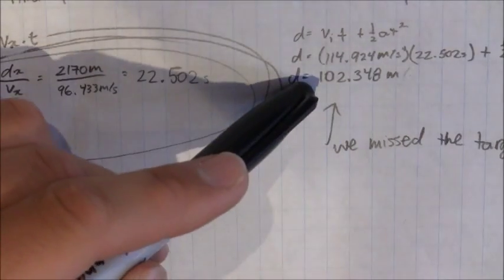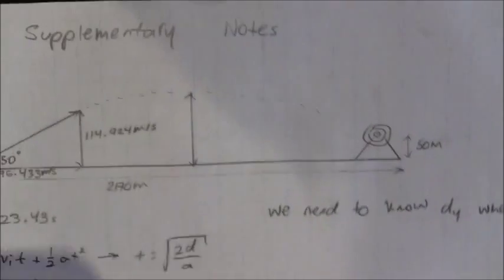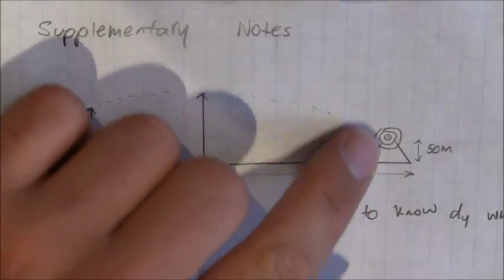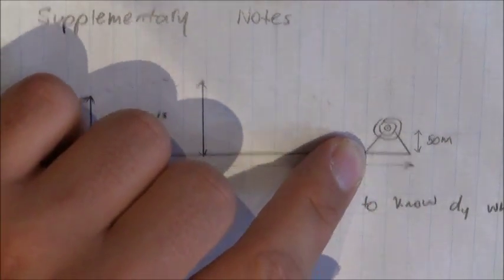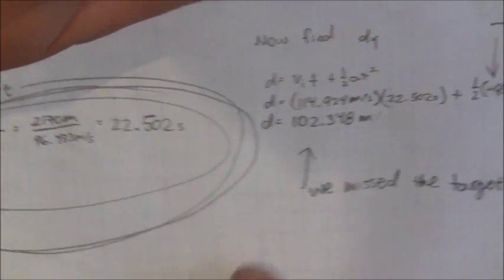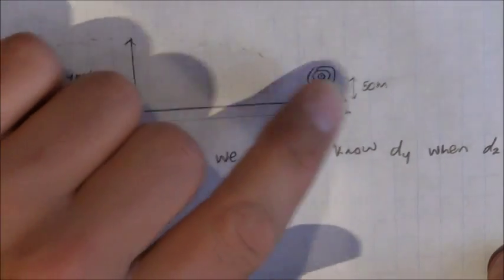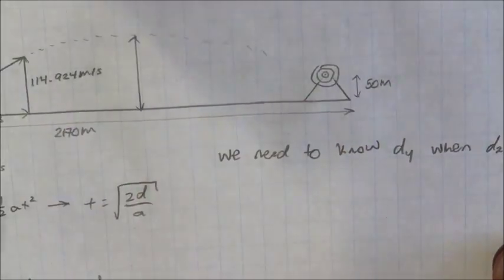So in this case, our vertical displacement, so this component, is 102 meters. And obviously we missed the target because the target is 50 meters above the ground.